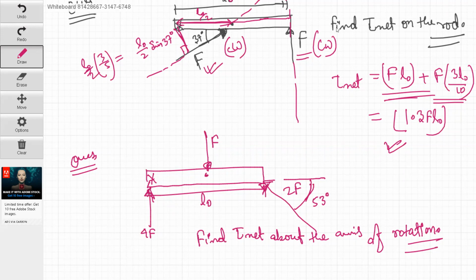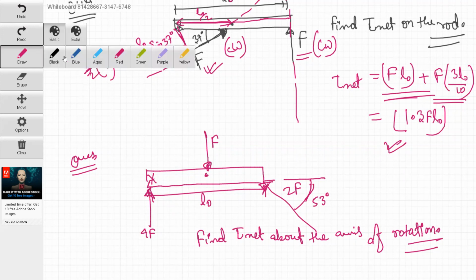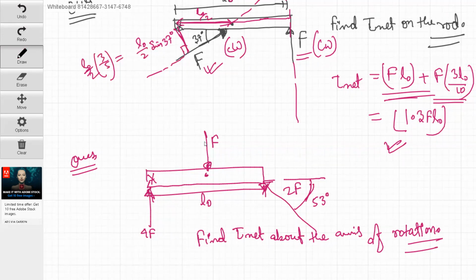So let's discuss it. What is the torque of this force? This is acting in downward direction like this. So this is the line of force. Perpendicular distance is clear, that is equal to L naught by 2. And it is rotating in clockwise direction, so take it positive: F into L naught by 2.